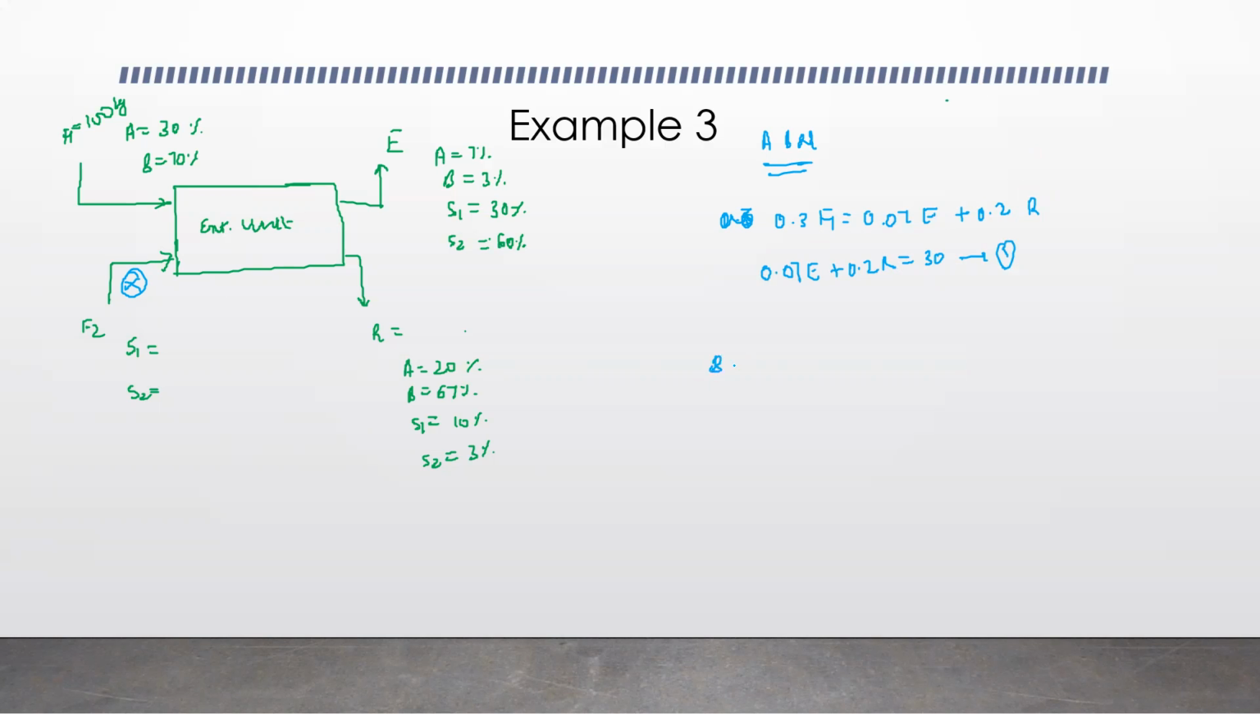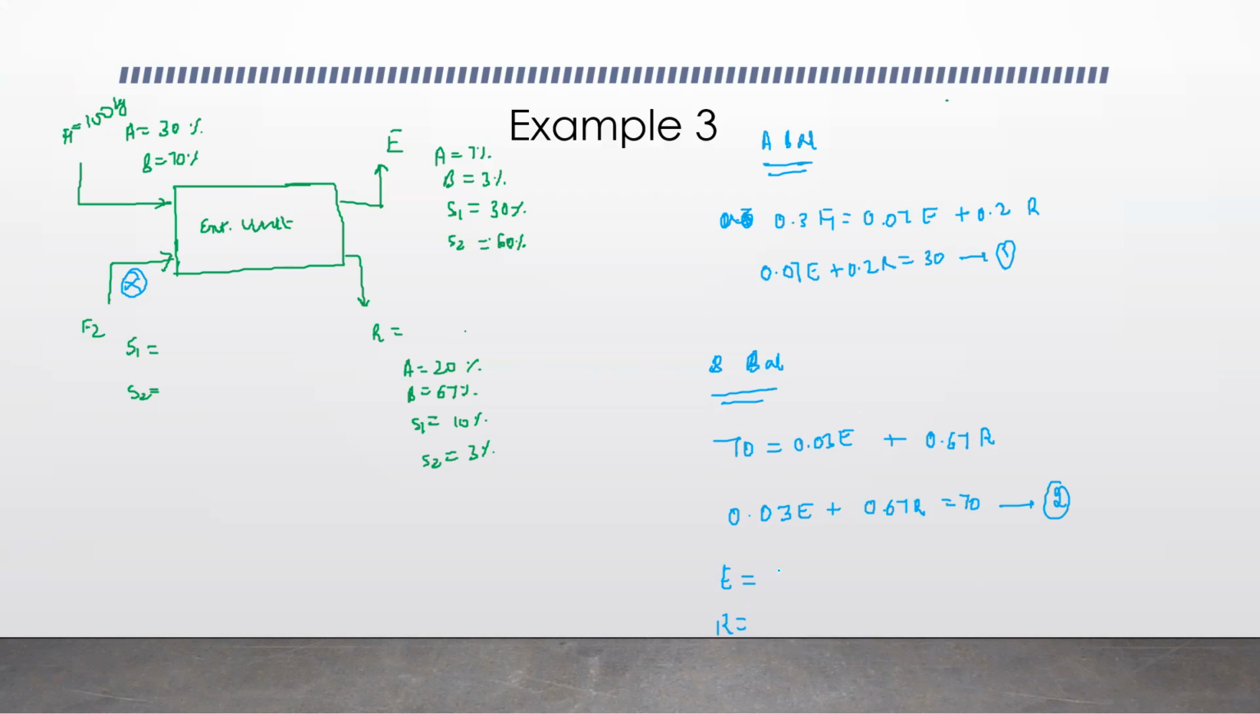Then let's balance B. When we do that, we'll get 70 in the inlet, that is 0.7 into 100, 70, is equal to B in the extract, that is 0.03 E, plus B in the raffinate phase, that is 0.67 R. So you will get 0.03 E plus 0.67 R is equal to 70. This is your equation number 2. Once we have got these two equations, with two variables, we can solve for E and R.